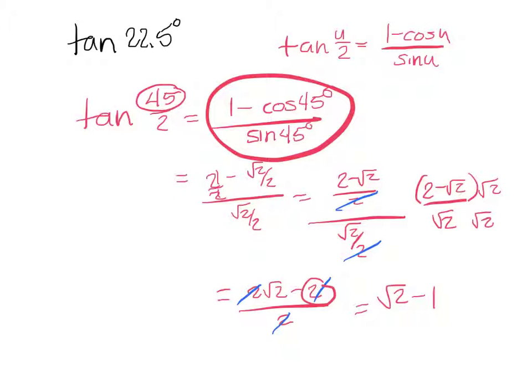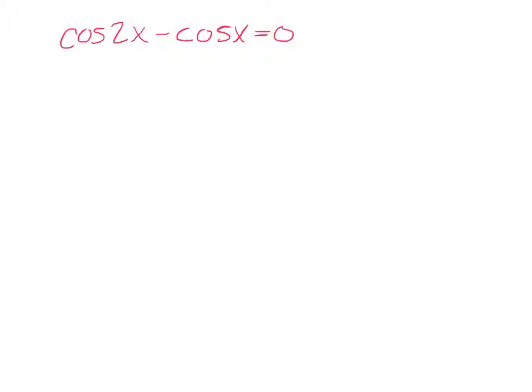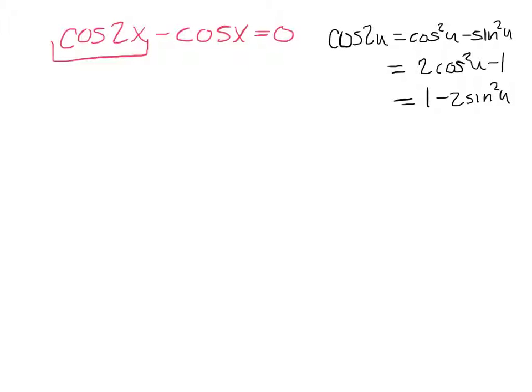Okay. So we have to start by replacing cosine of 2x with the double angle formula. Now you guys, there are 3 formulas. So there's our 3 formulas.